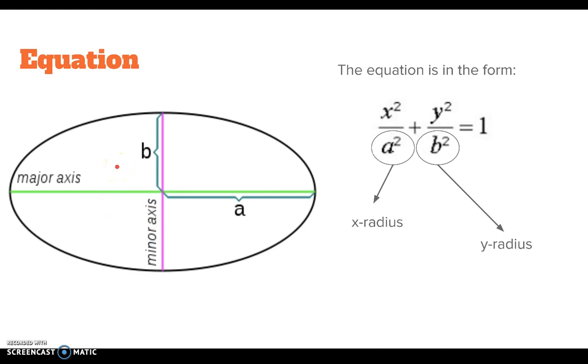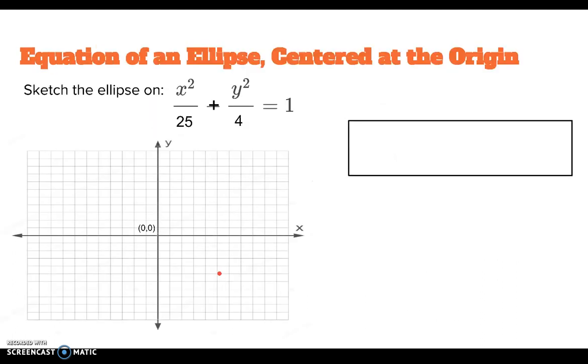And the other one, a, is always going to be the x radius. So it's in this one. So it's the distance from the center to the endpoint here, to the vertex, and here from the center to the other endpoint. So, the equation of an ellipse centered at the origin. This is kind of an example.